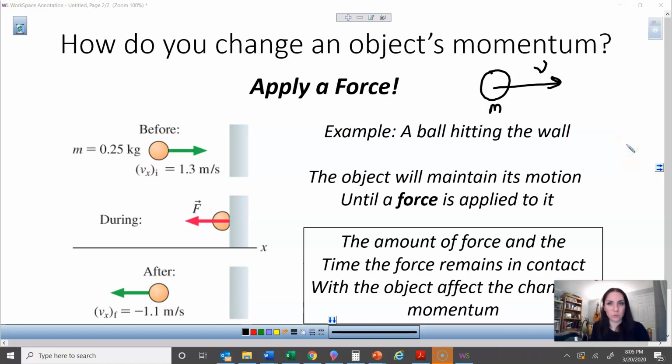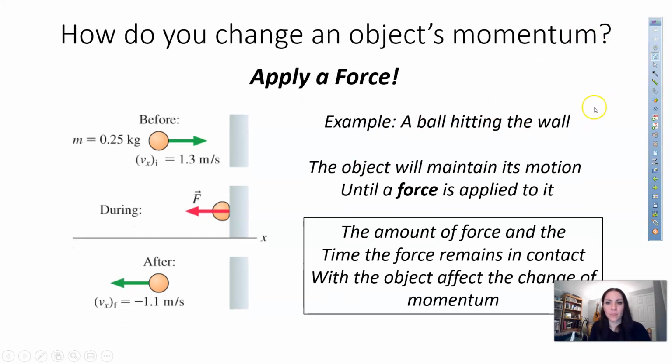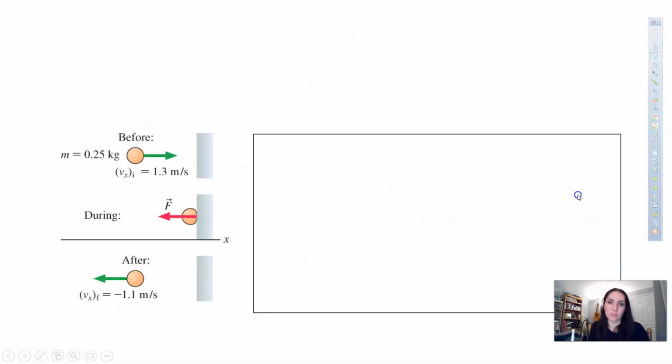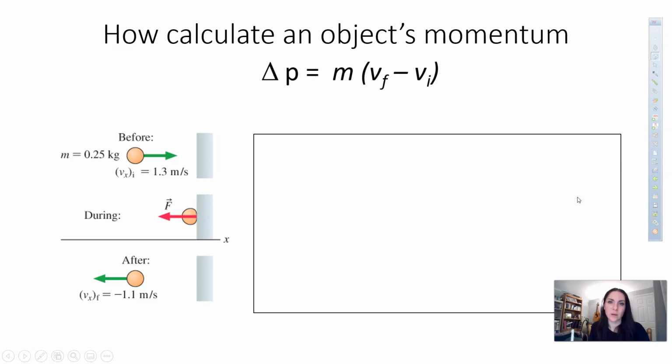So again, this is redundant because we talked about this. In order to change an object's motion, you need a force. And that's exactly what we're talking about, just in a slightly different context. In fact, momentum's way more powerful than inertia because now not only are you considering the mass of the object, but now you're considering the velocity as well, which is super powerful. So the amount of force and the time the force remains in contact with the object does affect the change of momentum. So I'm going to talk about that in greater detail with this concept called impulse, which I'll get to in a slide or two.